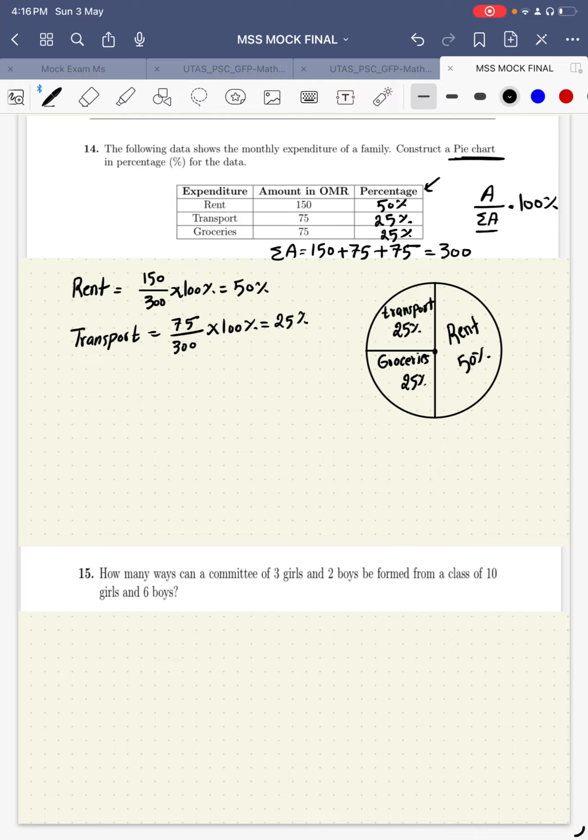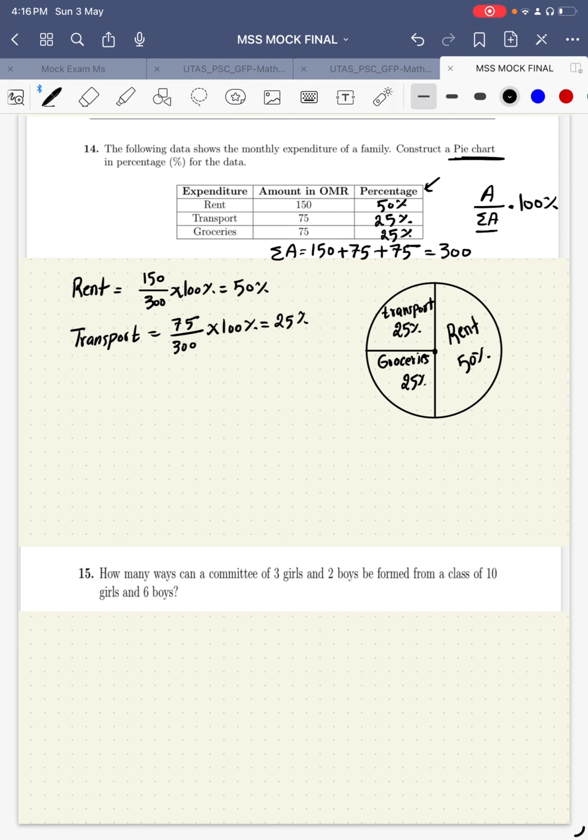Remember, we have two things. We have the angle and the percentage. They might ask you for angle, they might ask you for percentage. So you should be comfortable with finding those two. So let's now go to question number 15.